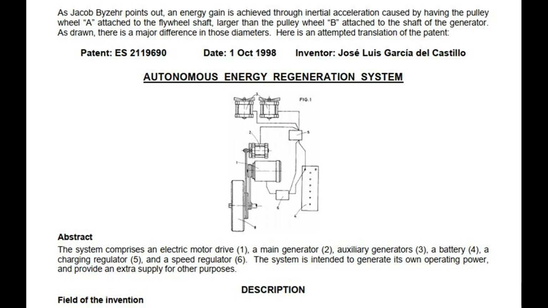Patent ES 2119690, date October 1, 1998. Inventor: José Luis García del Castillo. Autonomous Energy Regeneration System. Abstract. The system comprises an electric motor drive, 1, a main generator, 2, auxiliary generators, 3, a battery, 4, a charging regulator, 5, and a speed regulator, 6. The system is intended to generate its own operating power and provide an extra supply for other purposes.